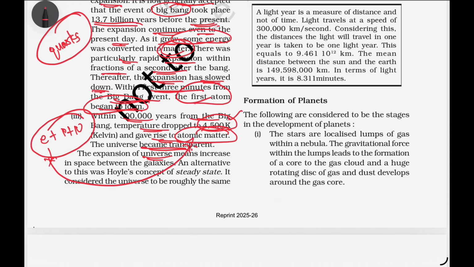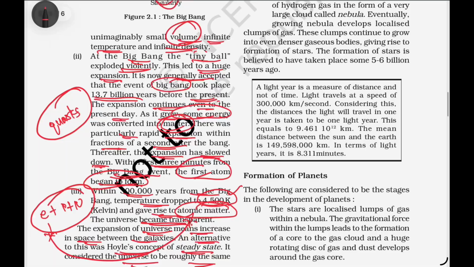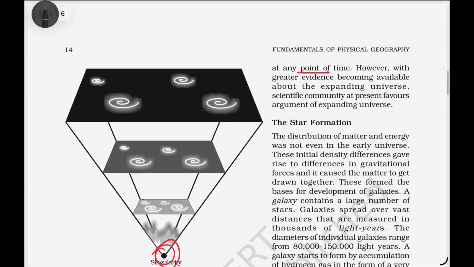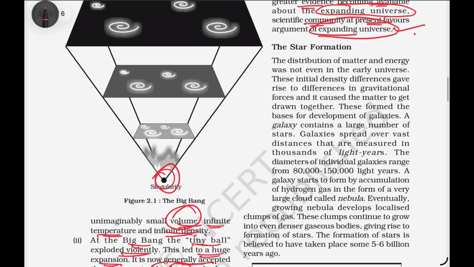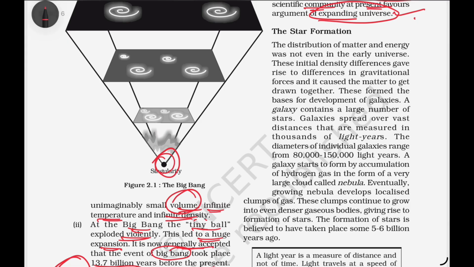The expansion of the universe means an increase in the space between the galaxies. An alternative to this was Hoyle's concept of the steady state. It considered the universe to be roughly the same at any point of time. However, with greater evidence becoming available for the expanding universe or Big Bang theory, the scientific community at present favors the Big Bang theory, or the expanding universe. After the Big Bang theory, we now specifically understand how stars are formed, the formation of the star.